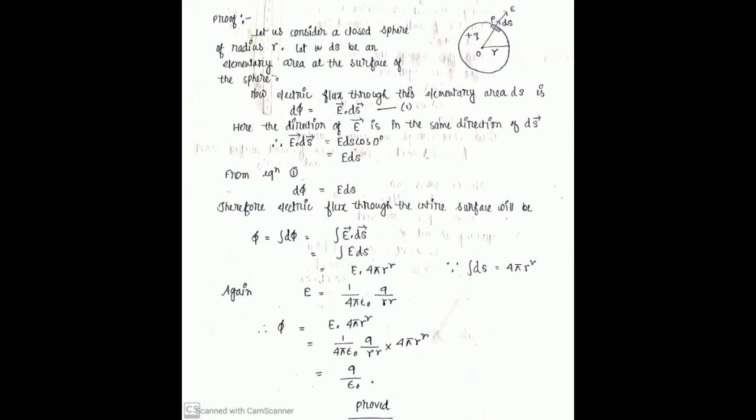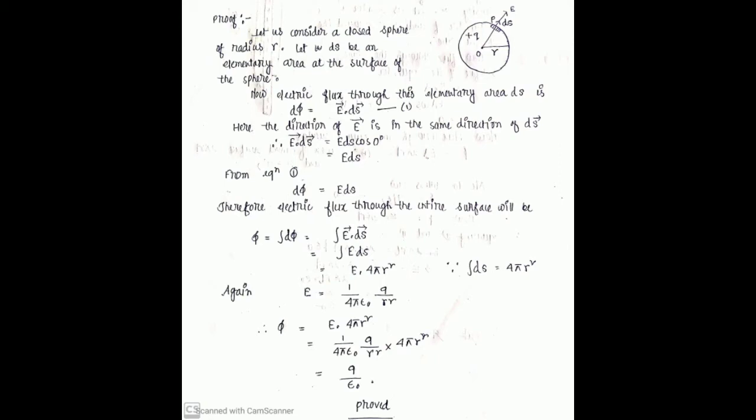So we can consider the electric flux as d phi, which is E dot ds. As I already mentioned that the direction of electric field is similar to the direction of elementary area, so E dot ds is equal to E ds cos 0, which is E ds. Now by integration we can find the total electric flux through the entire surface of this sphere. Just by integrating d phi, that is integration of E ds, and we already know that the area of the sphere is 4 pi r square, that is E into 4 pi r square.